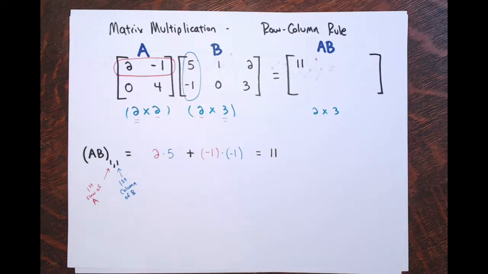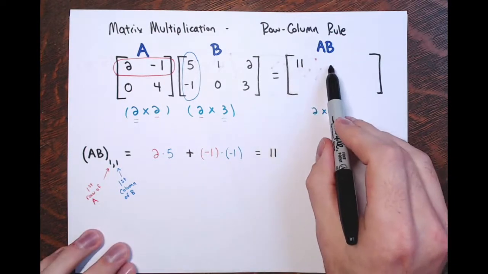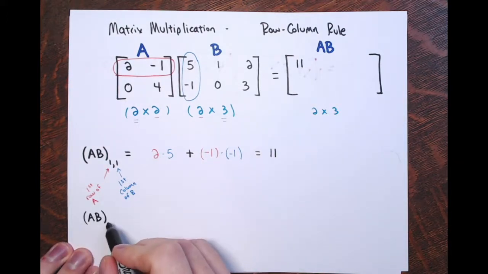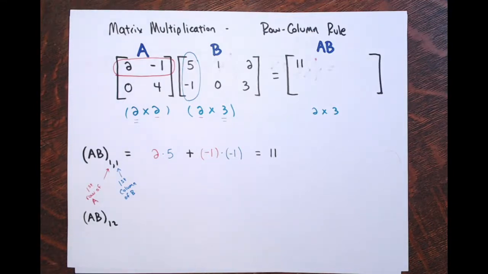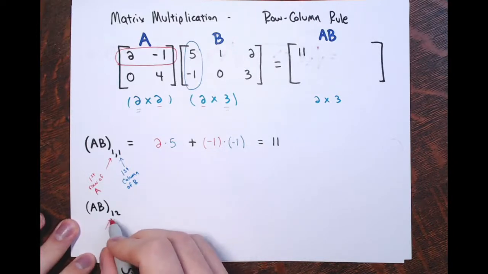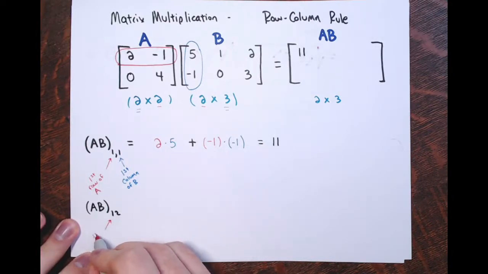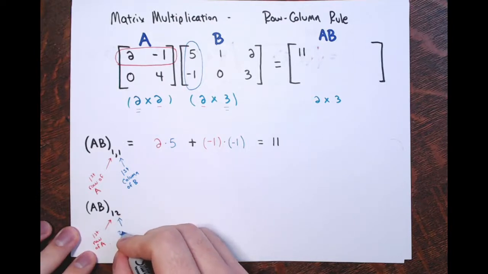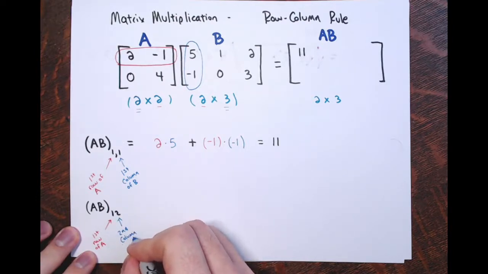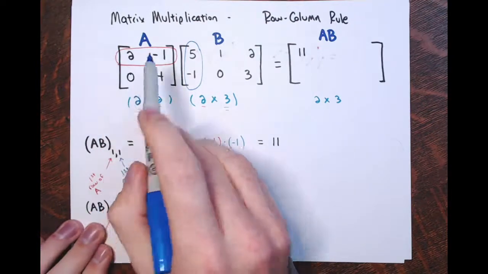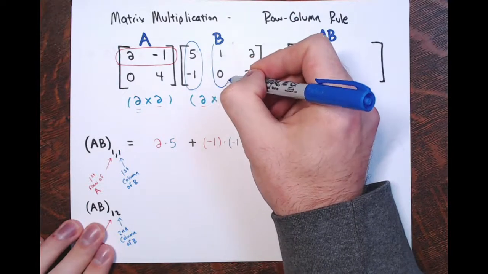Right, so let's move on. How about the first row, second column entry? So how about AB, the product, 1, 2. Again, this means I'm multiplying entries and then adding them from the first row of A, the first row of the left matrix, and the second column of B. I've already got the first row of A circled. Now I'm working with the second column of B.